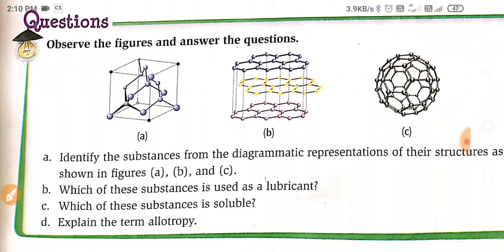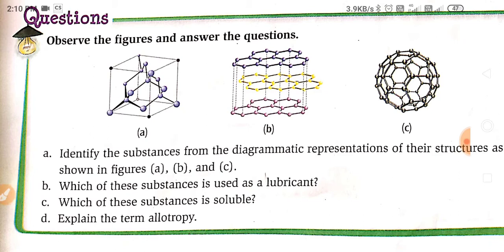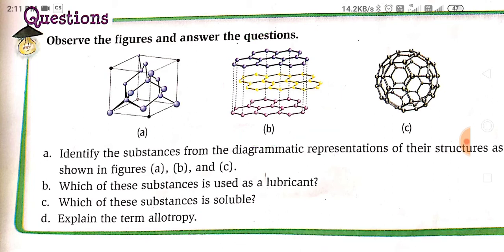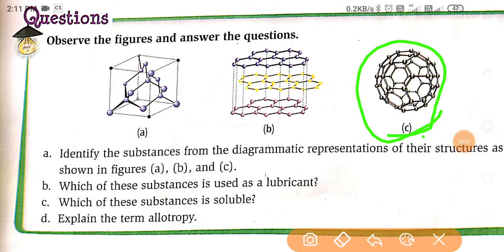Okay, this was right. The next question is, which of these substances is used as a lubricant? We read already that because it is very soft, graphite is used as a lubricant. Which of these substances is soluble? Buckyballs is soluble because it is a fullerene and it is soluble in many substances.